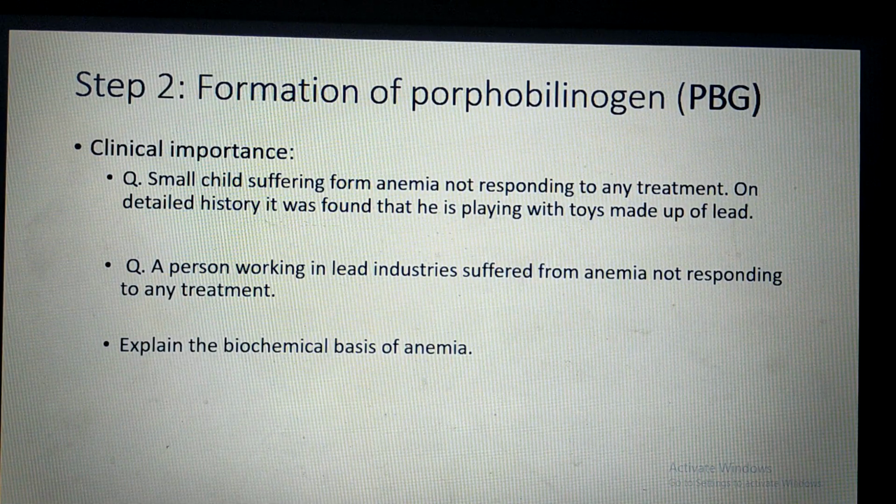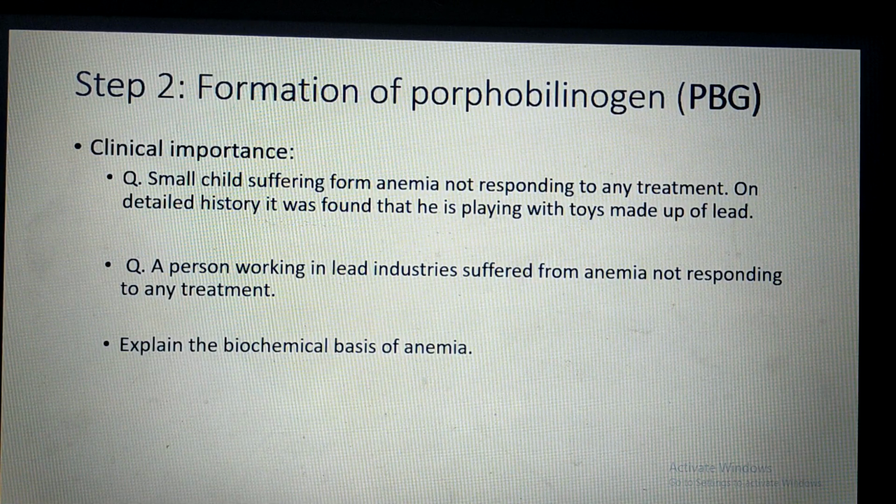Again, the clinical importance of this step: a small child suffering from anemia not responding to any treatment. On detailed history, it was found that he is playing with toys made of lead. The second case is a person working in a lead industry who suffers from anemia not responding to any treatment. Explain the biochemical basis of anemia. As I have explained, in both cases there is lead toxicity.